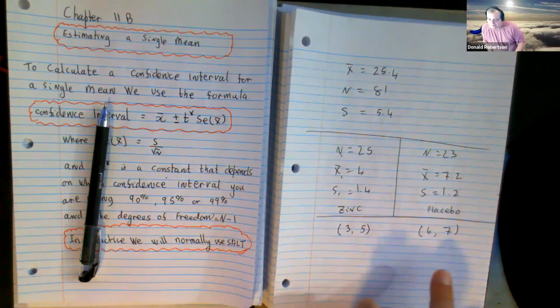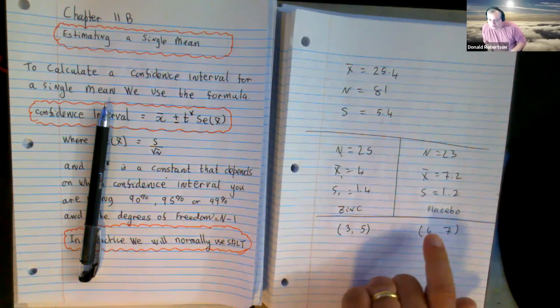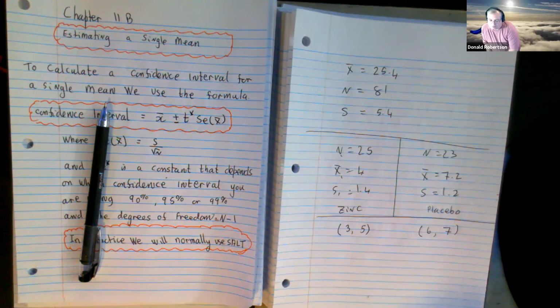Now, if this data was valid and true, you could advertise your zinc pill as, hey, have you got a cold? Do you want to get rid of your cold? Take Zinco. It will halve the time that it takes you to recover. Or whatever. If you've seen those kinds of adverts where they ask you to take stuff.